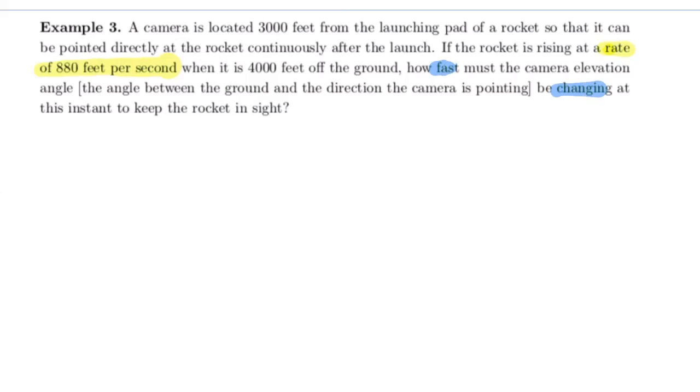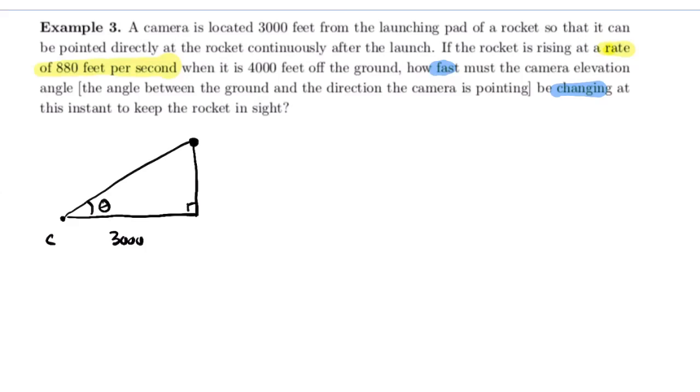Let's draw a picture. I'm not going to try to make this too artistic, but let's say our camera is located right there, and we're told that it's 3,000 feet. So I'll just mark 3,000 along a horizontal here, away from this launch pad that this rocket is rising perpendicularly from. Okay. What's the angle we're talking about? If we draw the hypotenuse of this right triangle, that angle right here, theta, is the angle of elevation to keep the camera pointed right at the rocket.